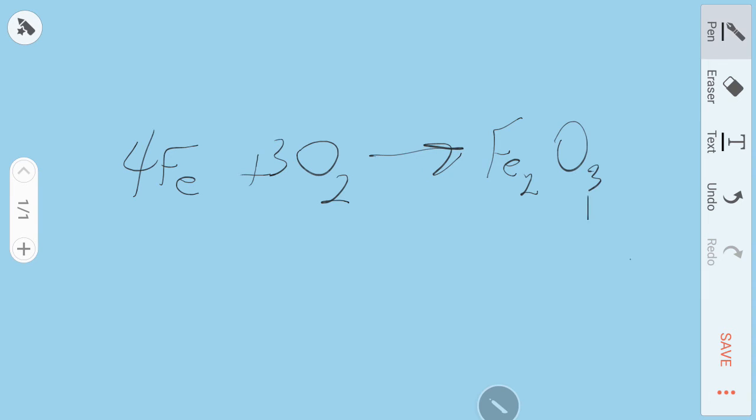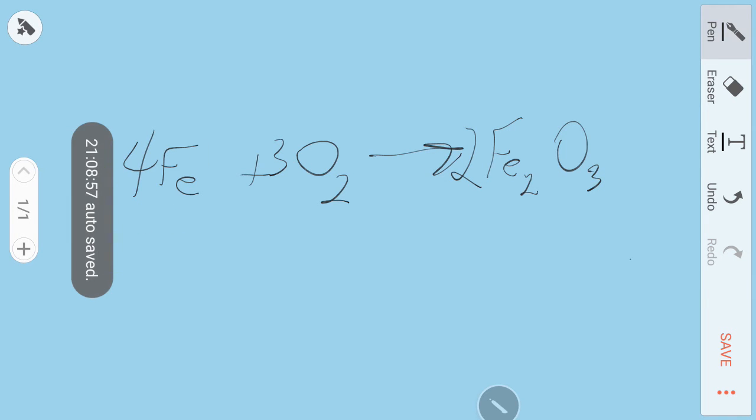All right, number 5. We have 4Fe plus oxygen, and we have 3 of those. That's going to yield Fe2O3. Although these are balanced, one of my rules for redox reactions is I don't care about balancing, so the coefficients are not that important. So let's look at this.